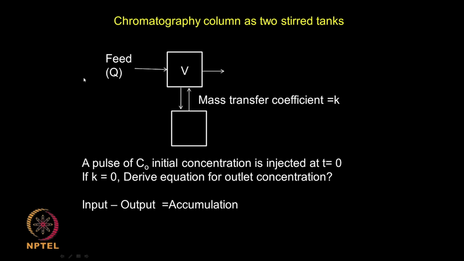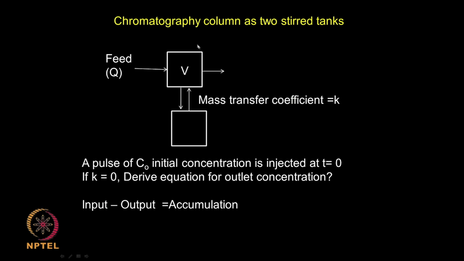The problem is that you have a feed, and a pulse of C naught is given at time equal to 0. If K is equal to 0, derive an equation for the outlet concentration. If K is equal to 0, there is no mass transfer taking place, so we can completely ignore this tank. Please remember this, we can completely ignore this tank.